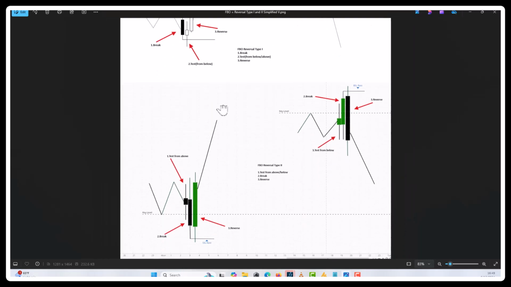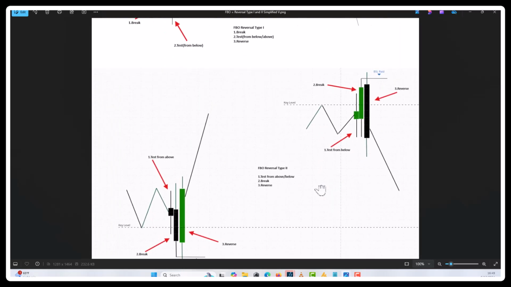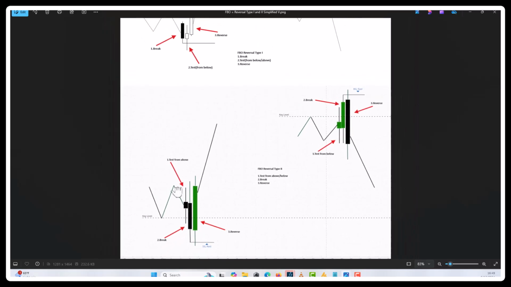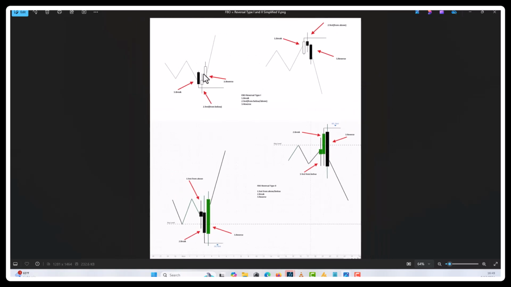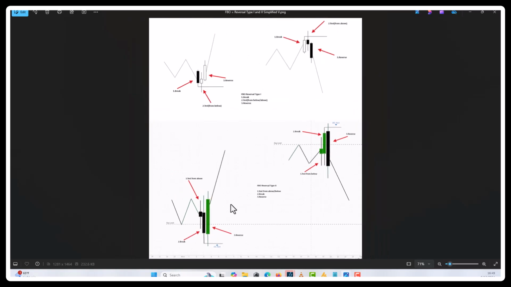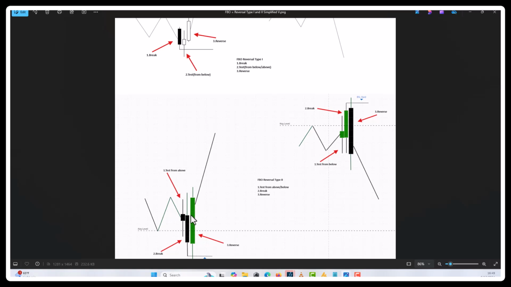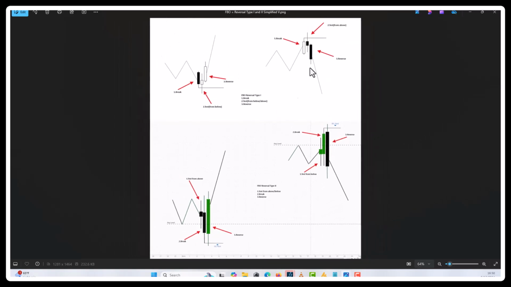Same with the reversal type 2, which is also 3 steps, but the last step is the same, right? It reverses. But the first 2 steps swap. It tests first, it breaks, and it reverses. That's type 2.